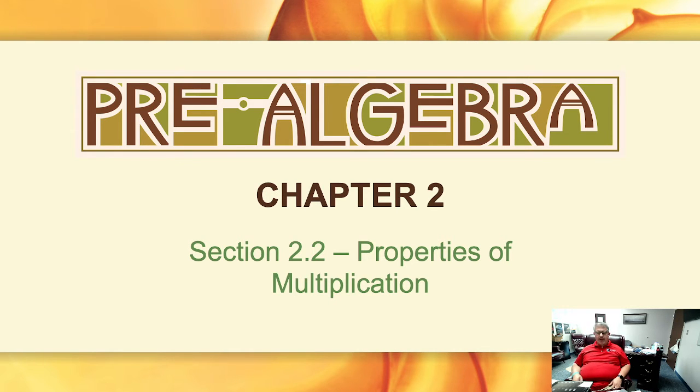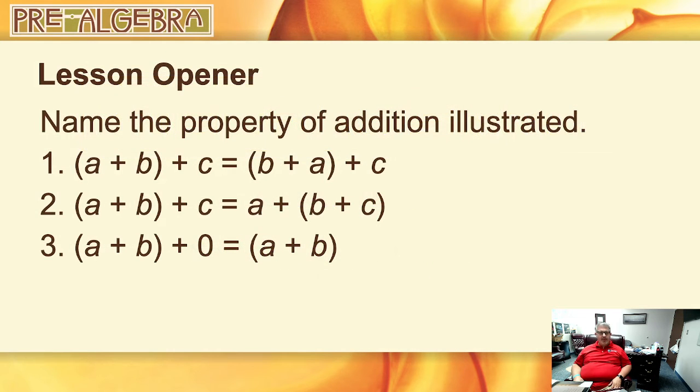So here we start with our review, and let's start with maybe some reminders from yesterday. We want to name the property of addition that's illustrated. So you have a plus b, and you have a plus b in parentheses plus c, and then you've moved and you've got to c. Just because there are parentheses here doesn't necessarily mean associative property, that you're associating those things.